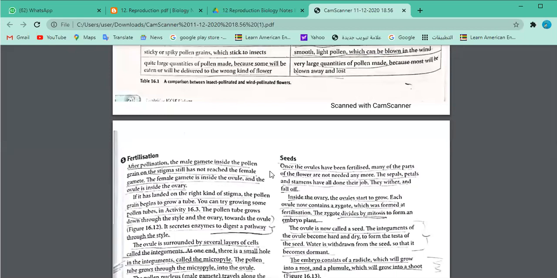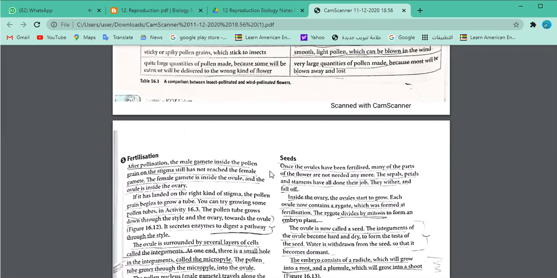Yes, Anna. It is the fusion of gamete nuclei. Yes, very good. Gametes, male and female gametes, when they fuse together, the process of fertilization takes place.